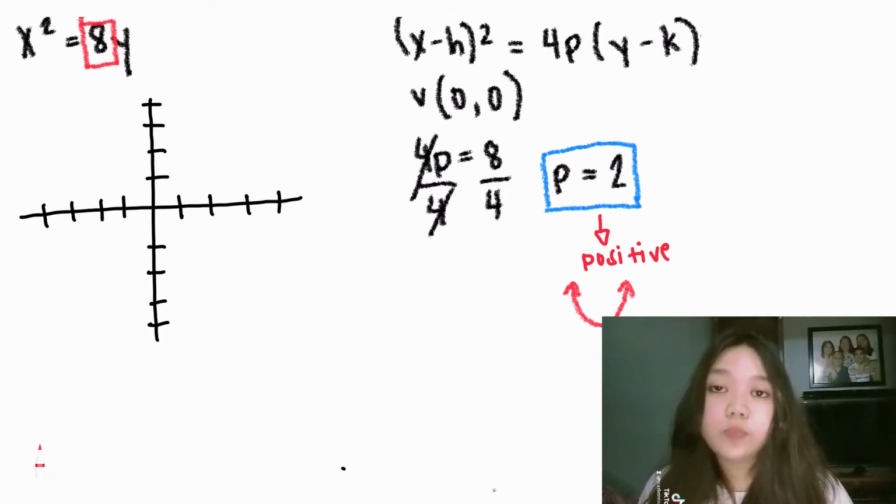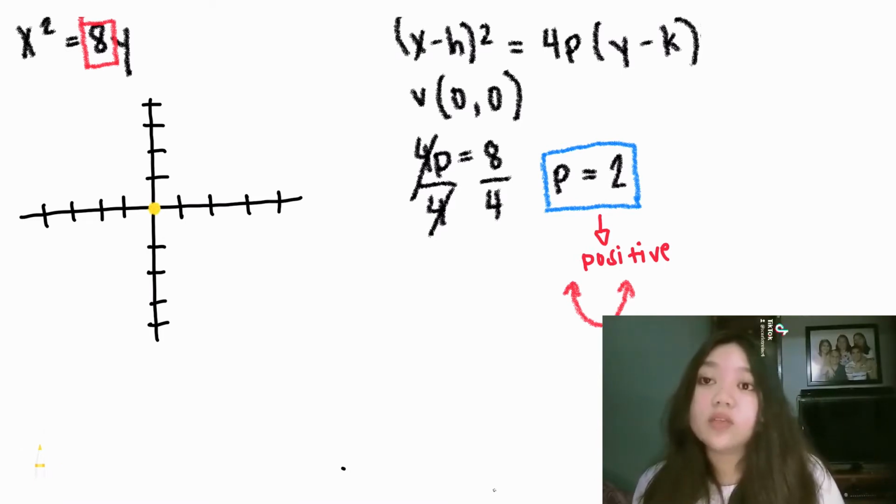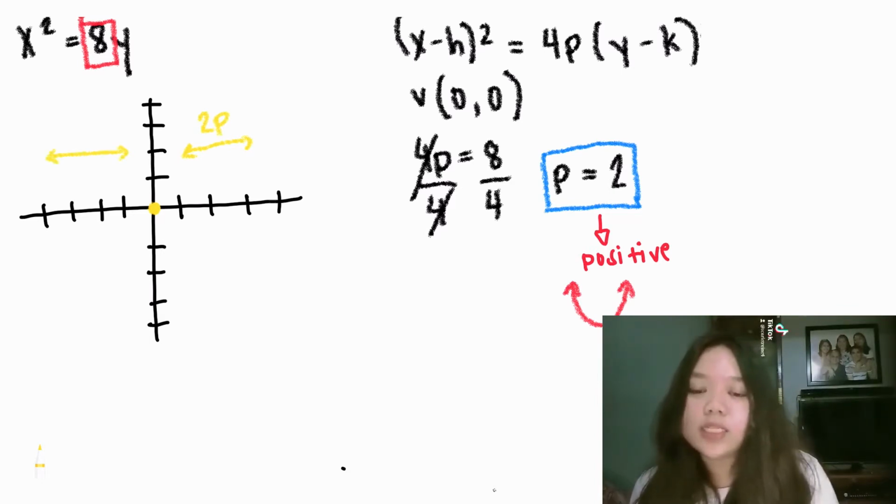So since our p is positive, then it's going up. Okay, so now as we can see here in the graph, there is a yellow dot that represents our vertex in 0, 0. So the yellow dot is in the 0, 0 part of the graph. Then as I've said, the opening of our parabola would be 4p. So the first side is 2p, then the other side is 2p.